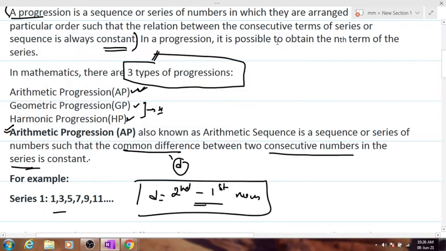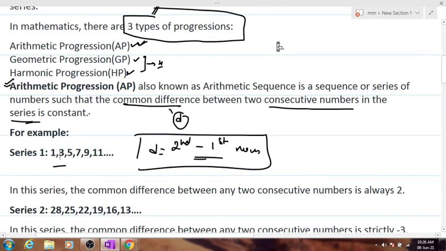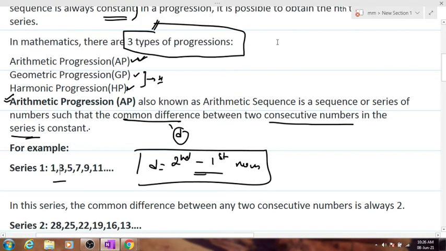I hope people have copied this much. The definition for a progression, and then the three types of progressions, and then the definition for your arithmetic progression. Now, in this series, the common difference, you give a small d away, okay, in a bracket, between two consecutive numbers is always 2. Clear? This is the example of an AP.